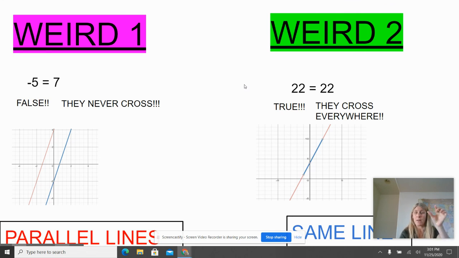So be aware as you're solving systems of equations, these two things could happen. You could be looking at a pair of lines that never intersect, which means they're parallel, and you could be looking at a pair of lines that are actually the same line on top of each other, and so they intersect everywhere. So that's just kind of what you need to know as you're solving for these problems. Let's go ahead and practice.